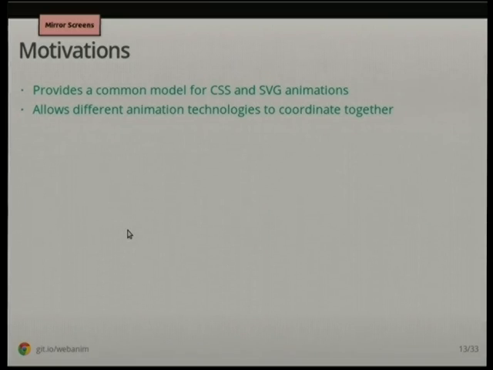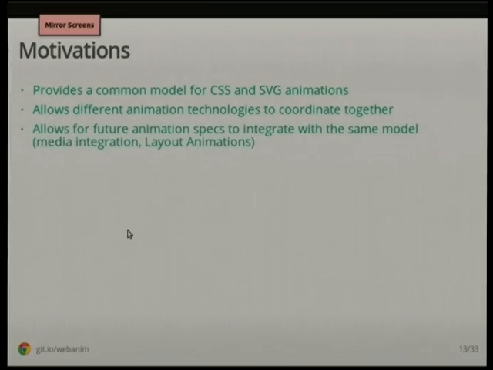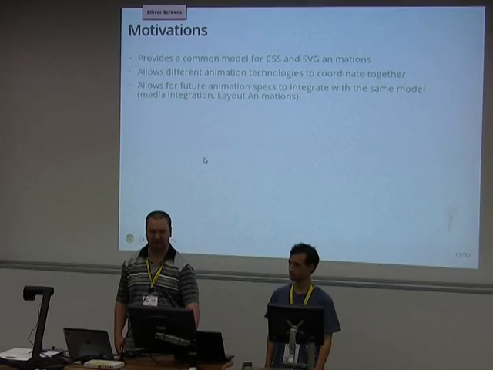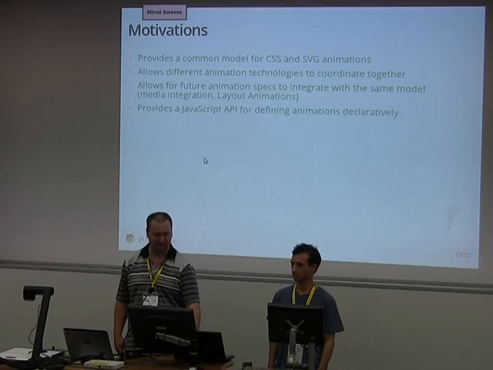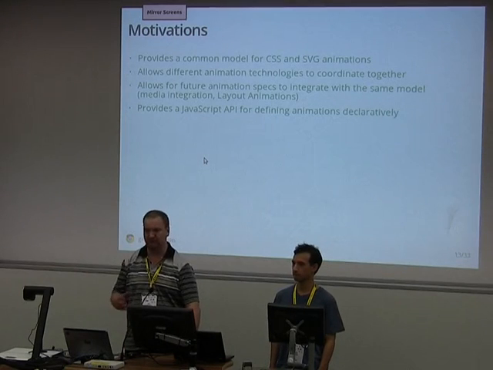So it's a huge step forward from what's available today, if we can achieve it when it's available. Future animation specs for specific technologies should be able to integrate with this as well. So for media integration, we should be able to have animations synchronized with, say, videos and speech starting and stopping, things like that. We'd like to be able to define animations declaratively, but from JavaScript.